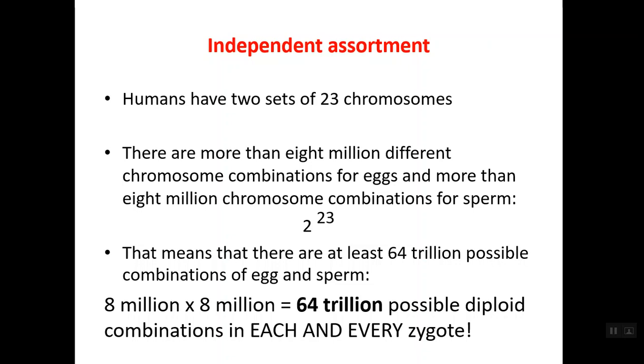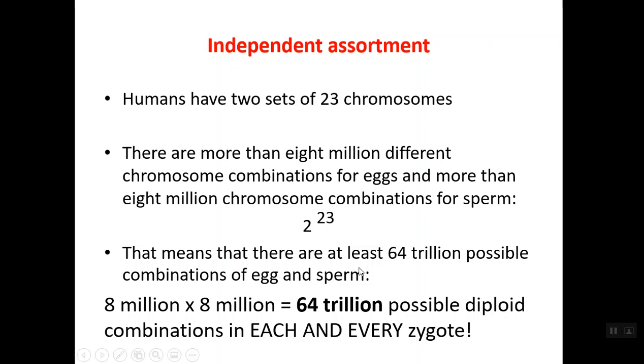Okay? And of course, because we reproduce sexually, every time you reproduce, your gametes will fuse with the gametes of a mate. You have to multiply these 8,300,000 something by the 8,300,000 something of the mate.